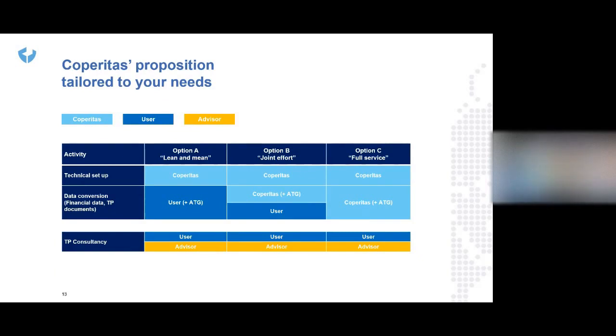Then the proposition we have of Coperitas, and the detailed explanation of our proposition, is also included in our previous webinars. So the main message in this one is that if you start using Coperitas as a tool, there are usually 3 steps to take: the technical setup, the data conversion part, and of course the consultancy part. So the data and output should be aligned with the actual economic circumstances. And what I want to tell is whether you want to do most of the work yourself, option A, you want to do a combined effort, option B, or you want to fully outsource it. It's all possible. We are very flexible in that sense.